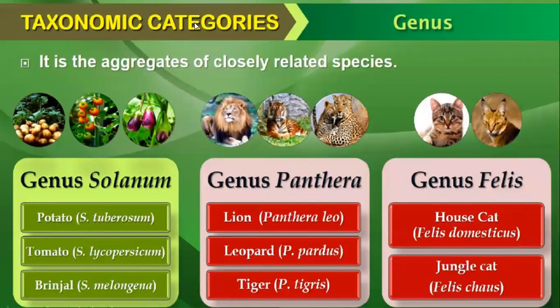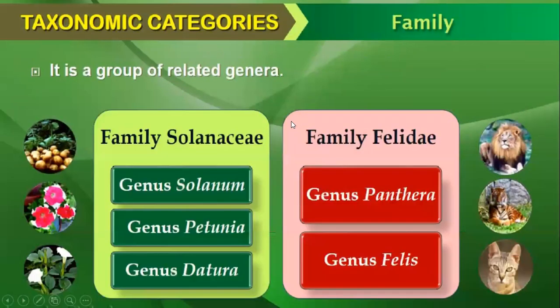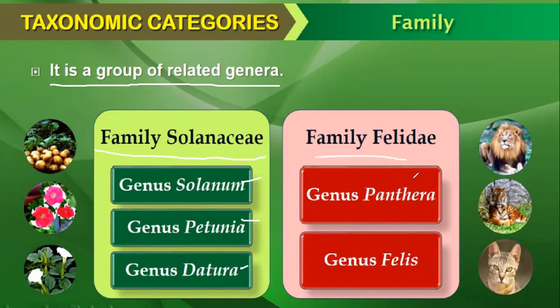Genus is the aggregate of closely related species. Solanum tuberosum: the word Solanum is the genus. Panthera leo: Panthera is the genus. Felis domesticus: Felis is the genus name. Family is a group of related genera. For example, family Solanaceae includes Solanum, Petunia, Datura. Family Felidae includes the genus Panthera and the genus Felis. This is said to be the assemblage of related genera constituting the family.